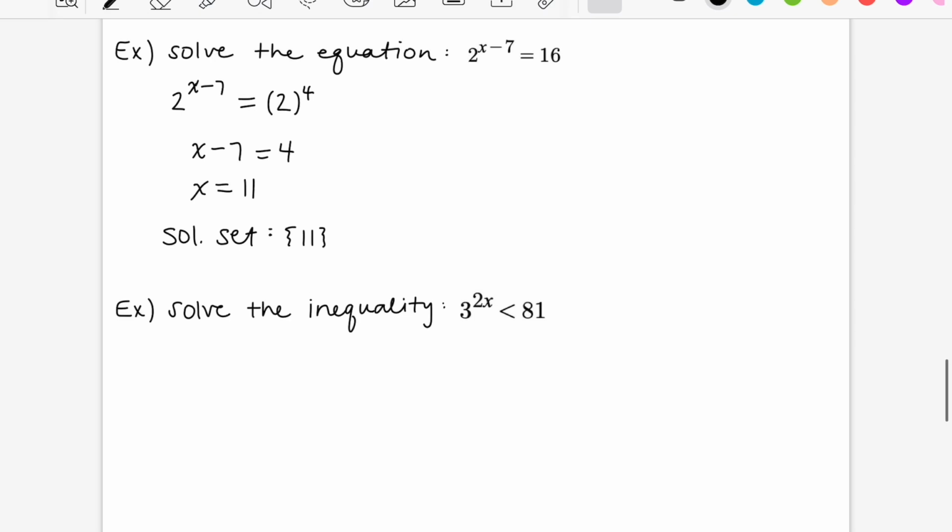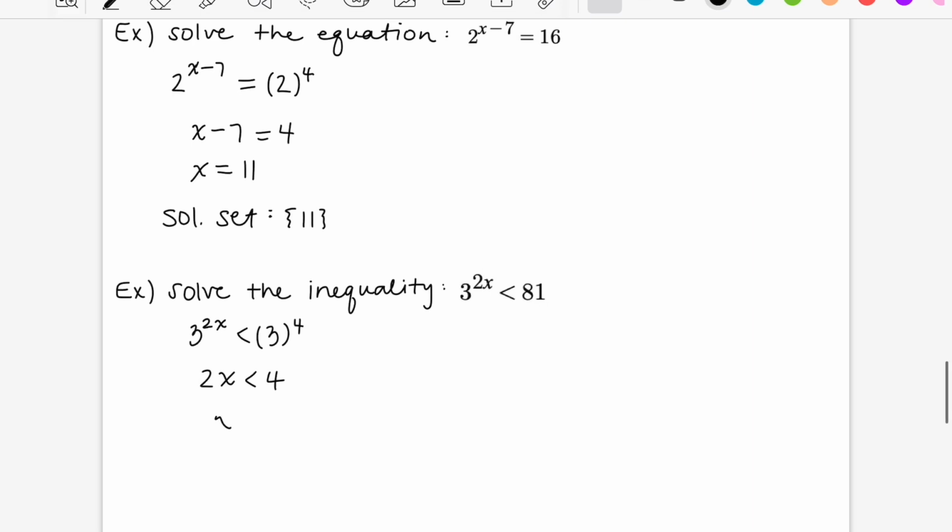So we have a base of 3 on the left-hand side of this inequality, and we know that we can rewrite 81 as 3 to the power 4 here. Now we have the same base on both sides, that's going to be 3. So using property C here, we get that 2x is less than 4. And then solving for x, dividing by 2 on both sides, we get that x is less than 2. And therefore our solution set is going to be negative infinity up to 2.